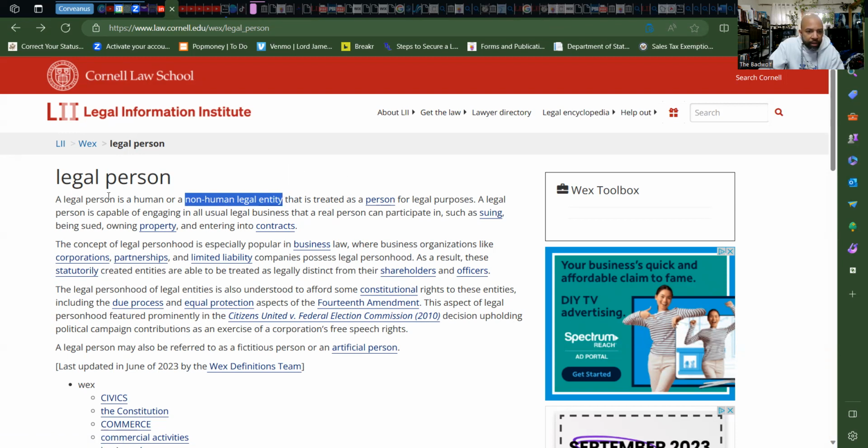But see, why would they say a legal person is a human that's treated like a person? They're not saying that a legal person is a living being. So that's why I don't trust this. A human. So let's see what we can find.